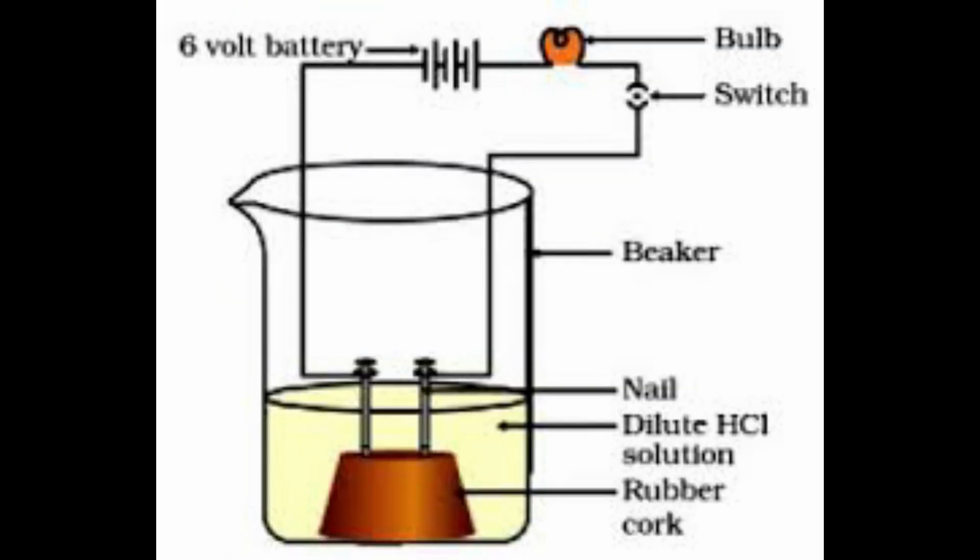Now to understand what is common between these two, we take help of an experiment. Here, two nails are placed on a cork and the cork is placed inside a beaker. Now one of these nails is directly connected to the negative part of the power supply, which is a 6-volt power supply. The other end of this power supply, which will be the positive end, is connected to a bulb, and the bulb in turn is connected to a switch. And the other end of the switch is then connected to the other nail on the cork.